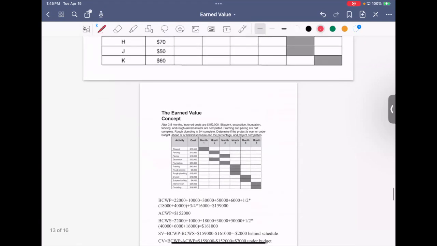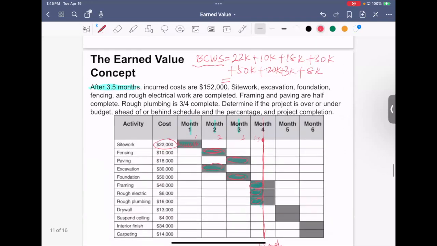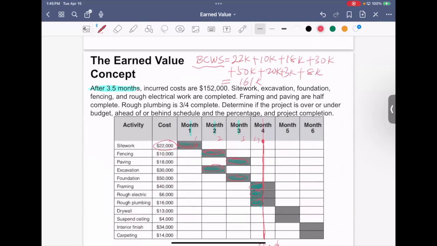BCWS is equal to 161K. Is that correct? Yes. Okay, so that is the BCWS. Does that make sense? It's easy, right? We have the BCWS is 161K. I'm going to remove this one because I don't have space.